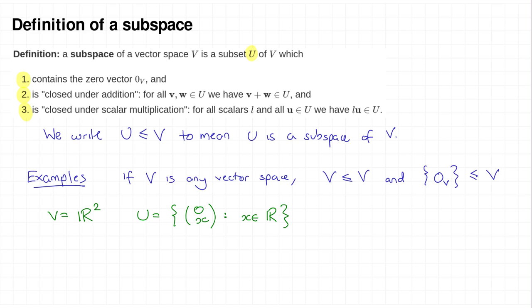So if we want to check that it's a subspace, what we must do is to check that those three properties in the definition of subspace hold. So let's do them one by one. So one, taking x equals 0, we certainly get that the zero vector (0, 0) is in U. So property 1 is fine. Property 2, I have to show that if I have two elements of U, then their sum is also in U. So let's take two arbitrary elements of U. That looks like (0, x) and (0, y) for some real numbers x and y.